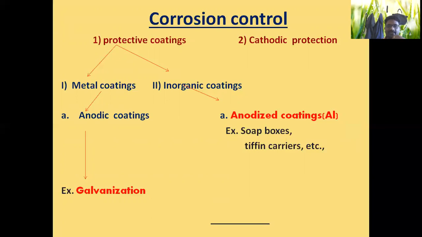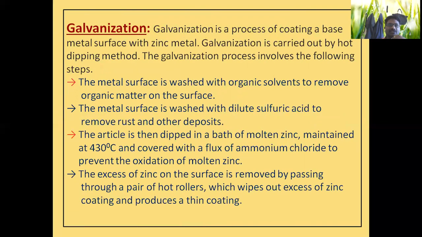Now let us take the important one, the galvanization method, that means the galvanization process. The question that may be asked on galvanization is: what is galvanization? Explain the steps involved in galvanization diagrammatically and mention its applications. First of all, what is galvanization? Look at this slide. Galvanization is a process of coating a base metal surface, or iron surface, with zinc metal. Galvanization is carried out by the hot dipping method.